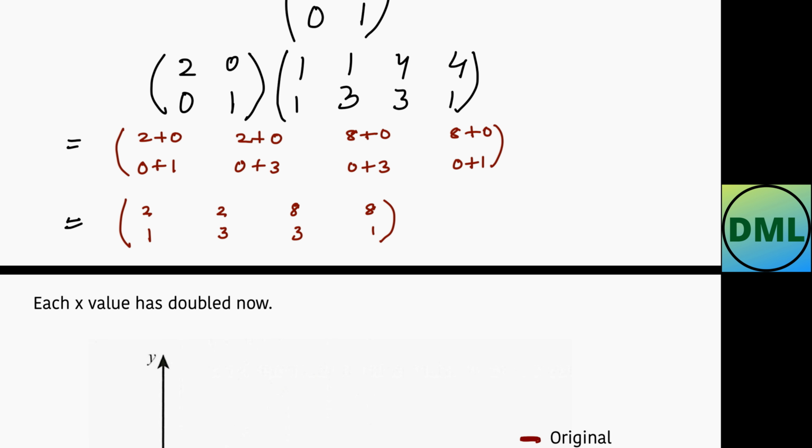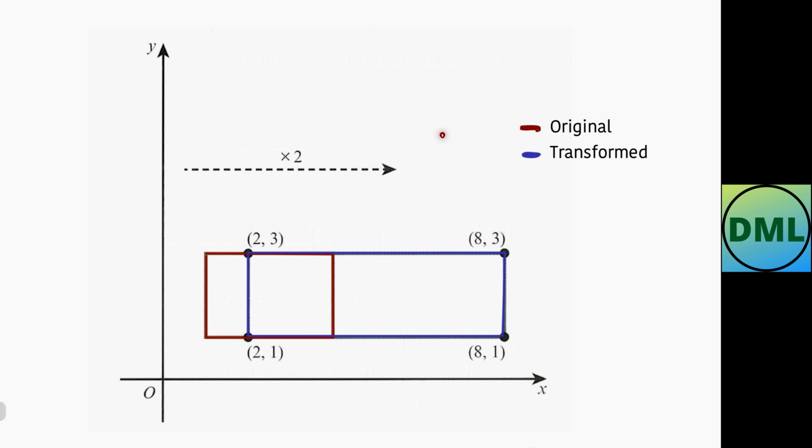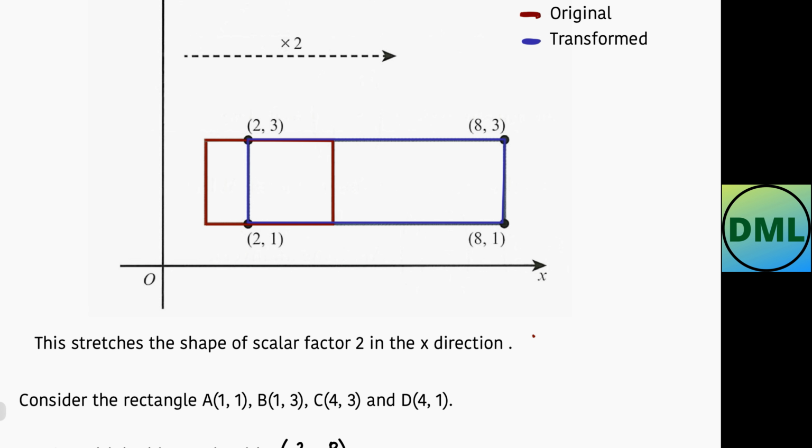If we plot the coordinates here, we can see our diagram like this. The red one is the original and the blue one is the transformed one. As you can see that our diagram stretches in the x direction. This stretches the shape of a scalar factor 2 in the x direction because each x coordinate has become doubled. So this stretches it in the x direction.